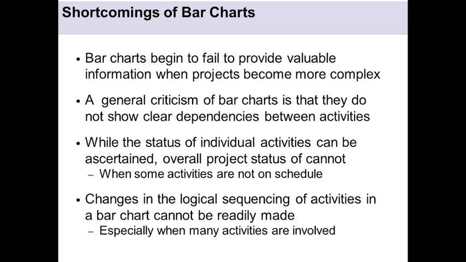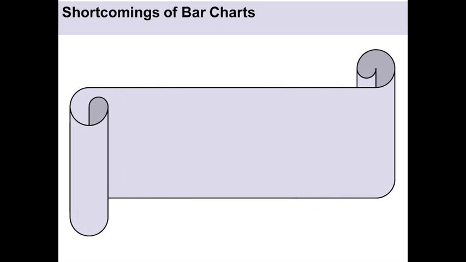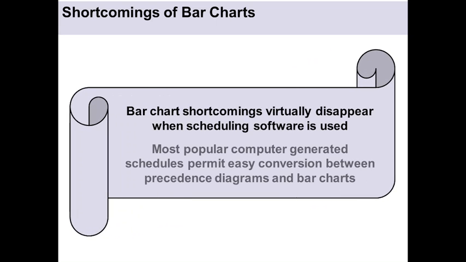Another limitation is that changes in the logical sequence of activities in a bar chart cannot be readily made, especially when many activities are involved. So it is a basic chart to depict a number of activities, but these limitations are the reason it is not being used for complex construction projects or big projects.